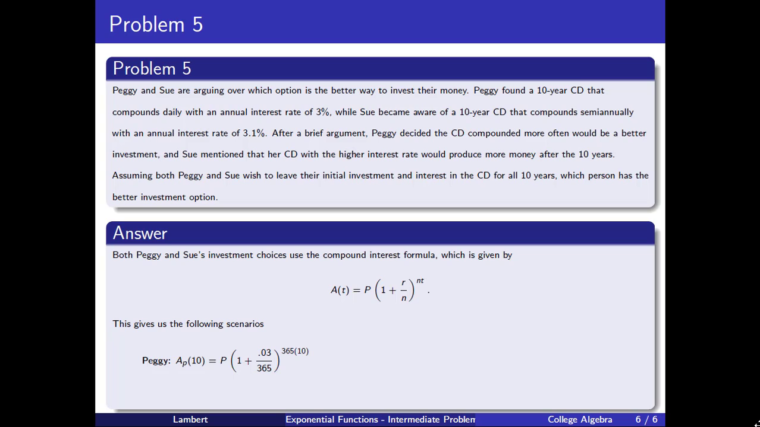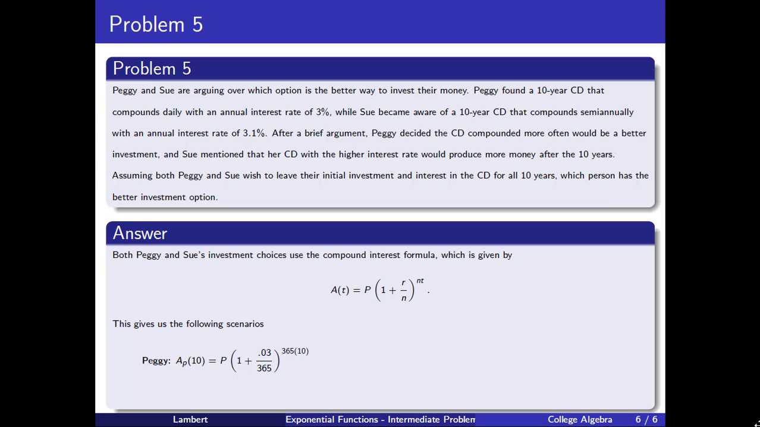So in Peggy's case, what do we get? Well, Peggy found a 10-year CD, so that 10 represents the time, t. And then you have the daily compounding with an annual interest rate. It's compounded daily, so that means n is 365 times a year. And some of you might say, oh, well, it's 366. Technically, it's 365.25, but we'll just put 365 for simplicity's sake. It won't make a difference with that extra quarter of a day. So we have our annual interest rate of 3%, so that's 0.03. We have all those values plugged in there.